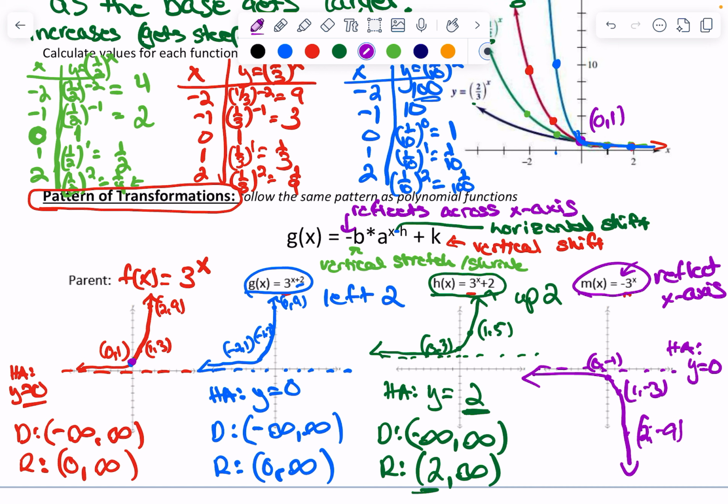Our domain does not change. That's going to be negative infinity to infinity. And our range now, this is below the x-axis. So we start from negative infinity and it goes all the way up to 0. Okay?